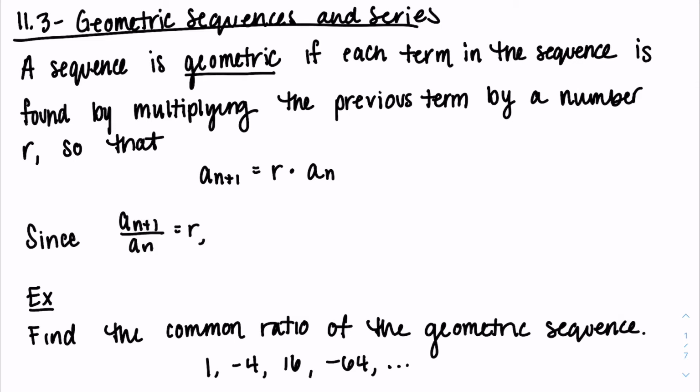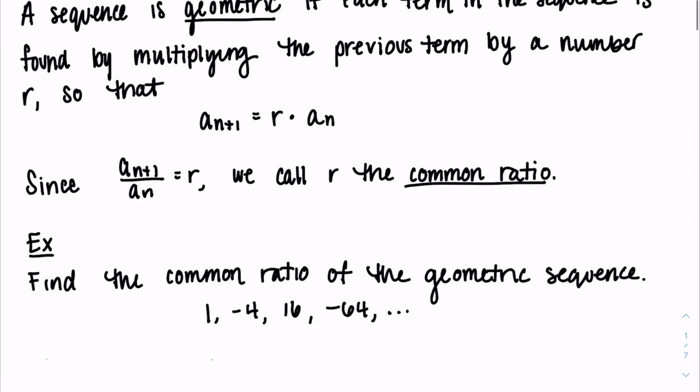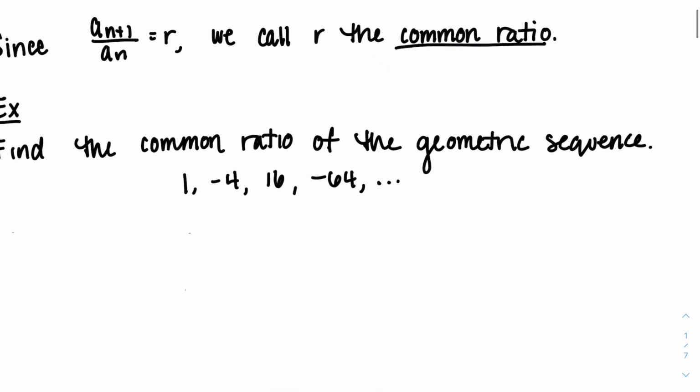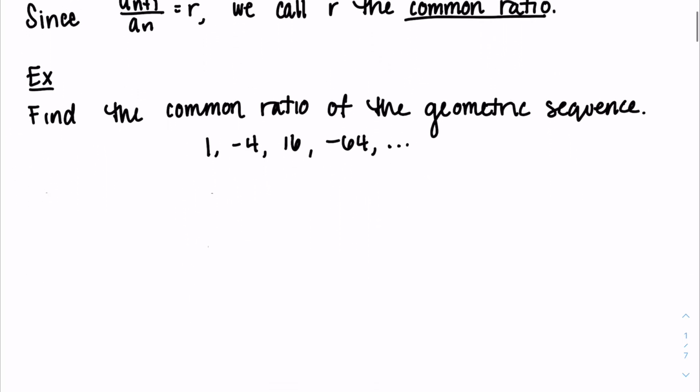You can see that if you take the n plus 1 term divided by the term before it, it's going to equal r. So we call r the common ratio, because the common ratio between any two terms is r. Let's go ahead and find the common ratio of the geometric sequence.